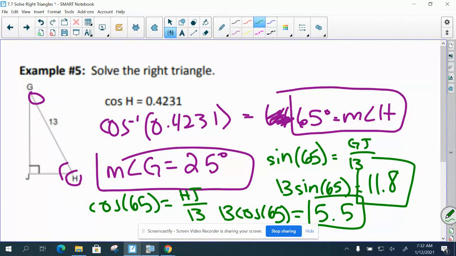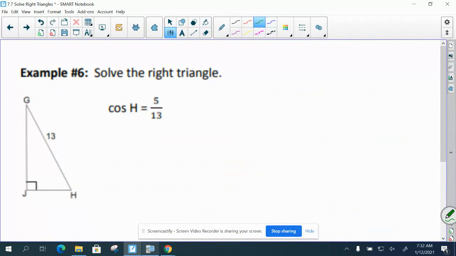All right. Is this the last example? Yes, okay, so one more example. Thanks for hanging on with me. So solve for the right triangle. So here we have a different kind, it's very similar to that other question, except now they're giving us an actual ratio, and if you notice, the hypotenuse is 13.